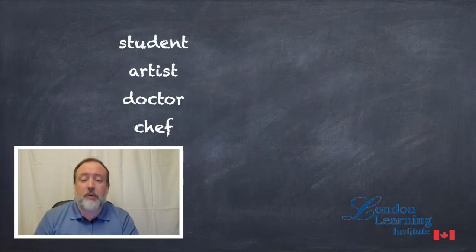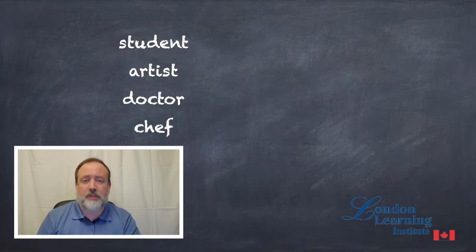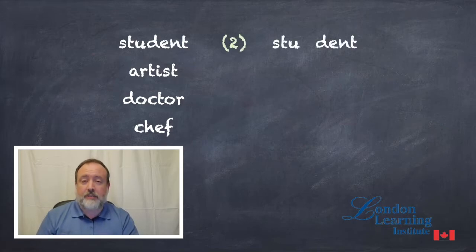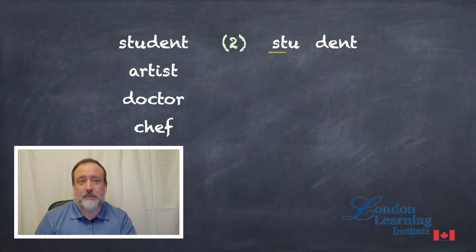Okay, so we're going to start with 4 of the jobs that we mentioned earlier. Student. How many syllables in the word student? Think about it for a minute. There are 2. Student. Now, which one is stressed? Student. It's the first syllable.